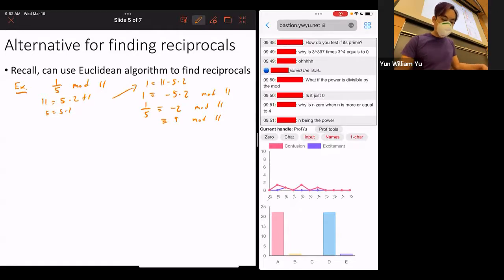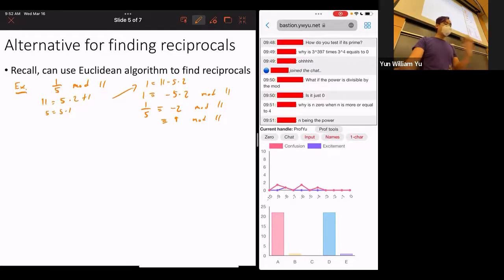Oh, it looks like we have a question about why is n 0 when n is more than or equal to 4? I suggest you just write out all the powers. So remember, you know how to write out all the powers. We did that on your midterm, right? So I made you write out all the powers of a number on your midterm. Try doing that with mod 81. And you will find that they're just all equal to 0 after 3 to the 4, because you're just constantly multiplying 0 by 3.